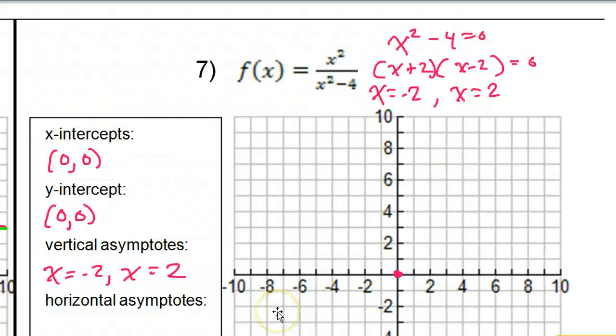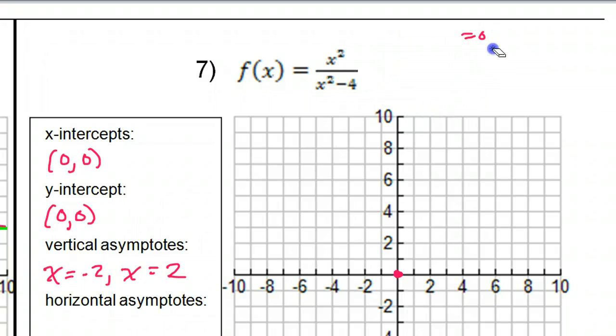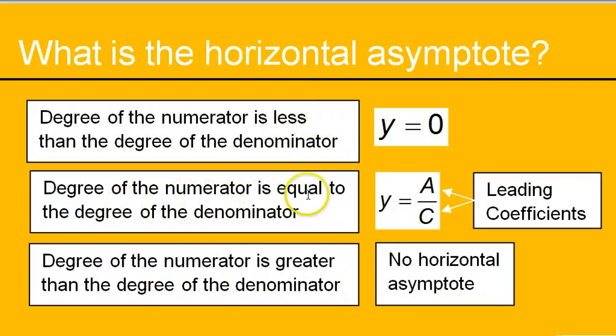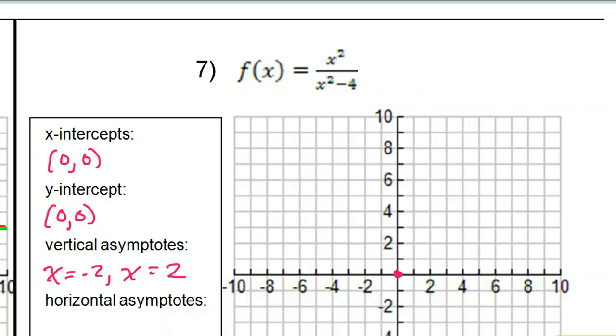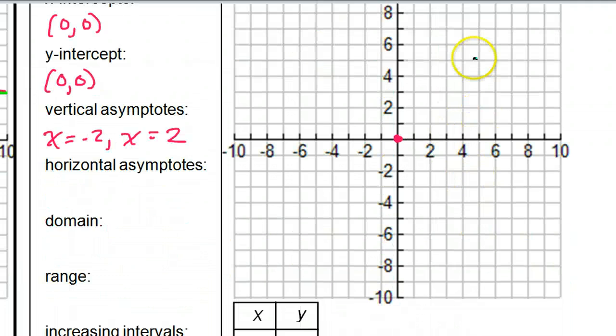So which one of these three situations are we in? As I'm looking for the degree, both of these have the same degree. The numerator is degree 2, and the denominator is also degree 2. So if the degrees are the same, then we do leading coefficients. The leading coefficients here are 1 and 1. So the horizontal asymptote is y equals 1 over 1, which equals 1.